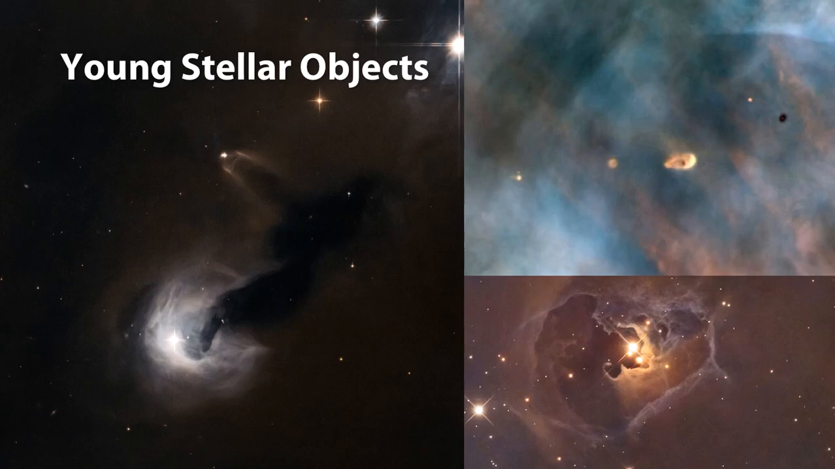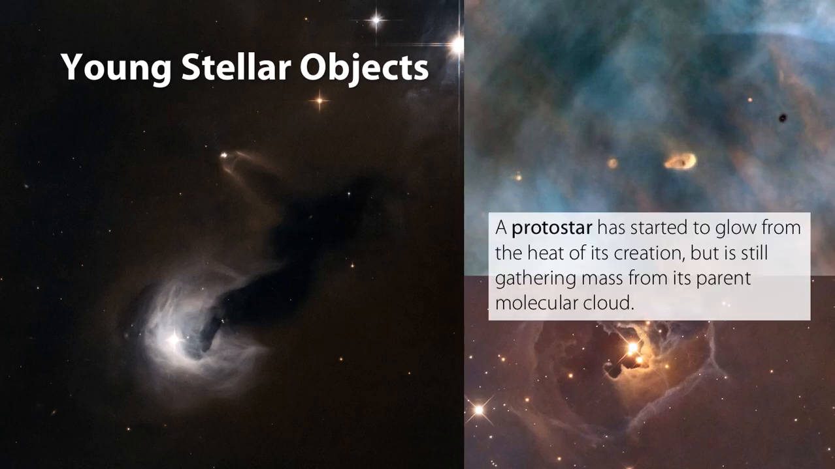Young stellar objects refers to any kind of object which is going to be a star but doesn't yet have that designation. On the left picture here, we have a protostar. The protostar is actually the one near the top of the picture, about here. The protostar is starting to glow. The molecular cloud, the Bok globule, has started to collapse, and that has created heat. So it's glowing from the heat of its creation.